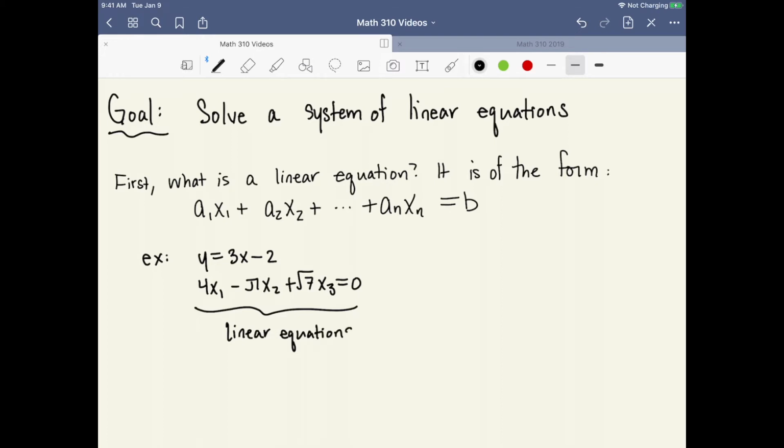Notice that we are not taking our variables and squaring them or cubing them or doing anything else to them. So if you take y equals x squared plus 1, a quadratic, this is not linear. The exponential function is not linear. Equations of circles are not linear. So these are all not linear equations. So we're only going to be thinking about the linear type.